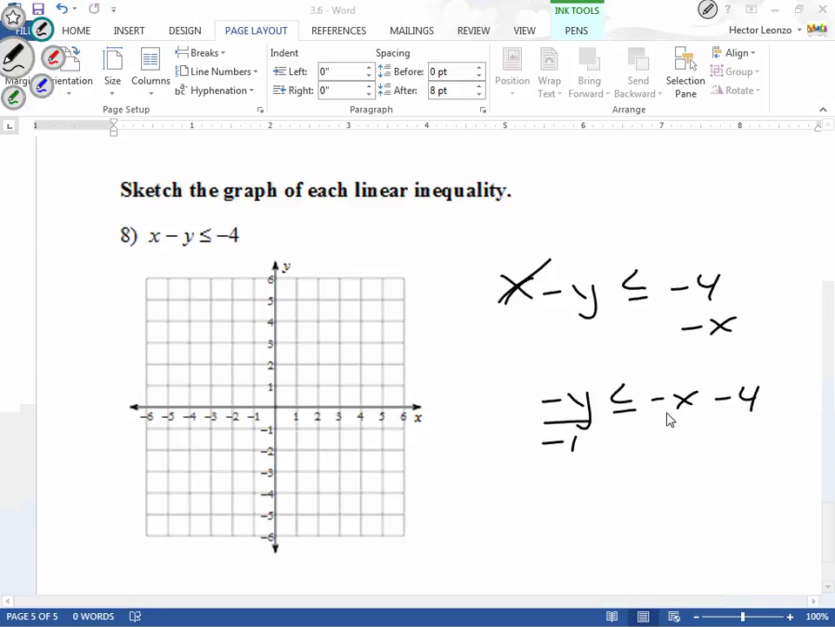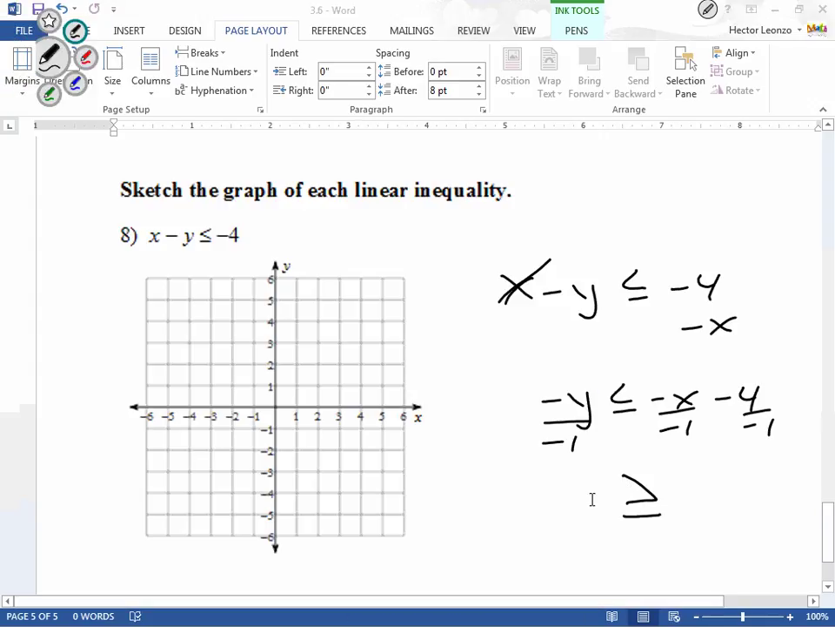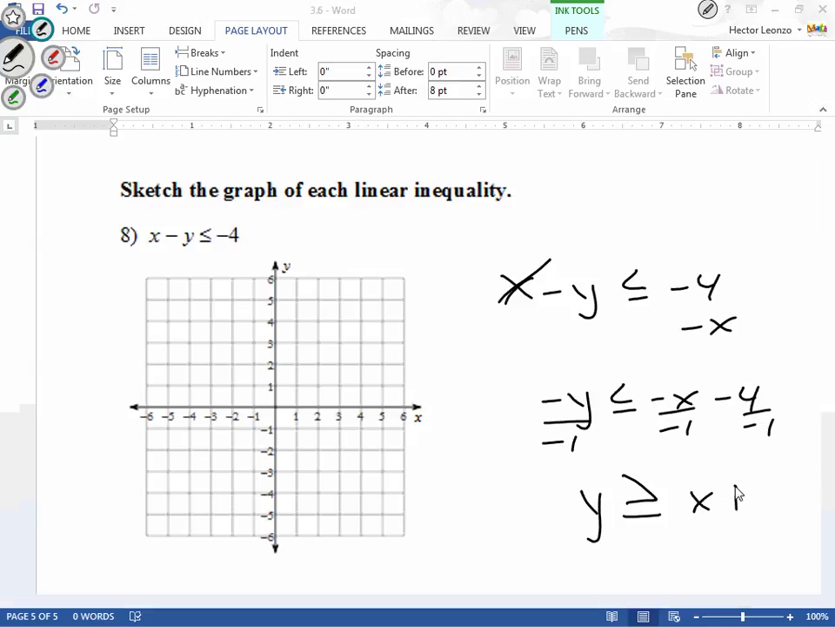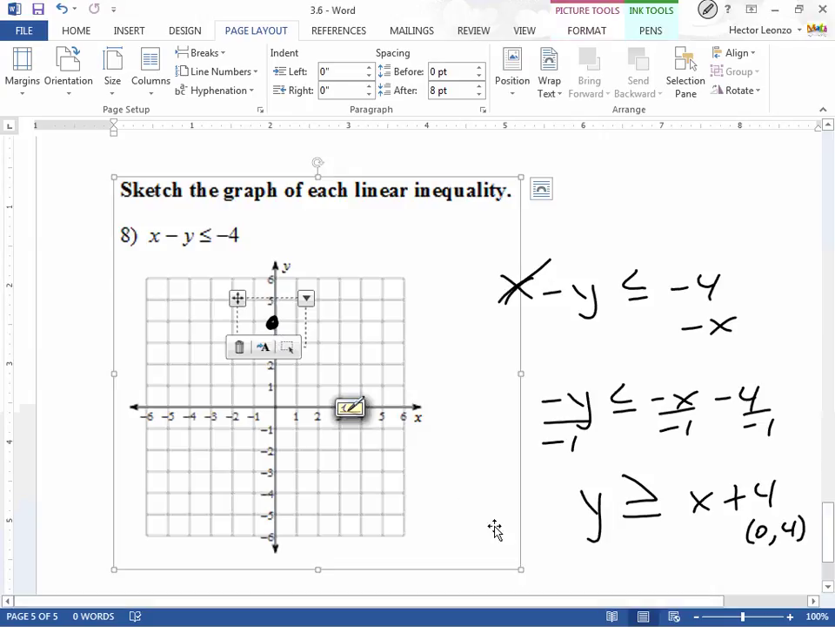I'm going to divide everything by a negative 1. Remember when we used to do inequalities, every time we divided by a negative, we have to flip the inequality sign? That's actually going to stay in place. So I know my sign is going to flip, so I'm going to have y is greater or equal to positive x plus 4. Okay, so I know my slope, my intercept is the point 0, 4. So that gives me that point. So about there. All right, so 0, 4 is my point.